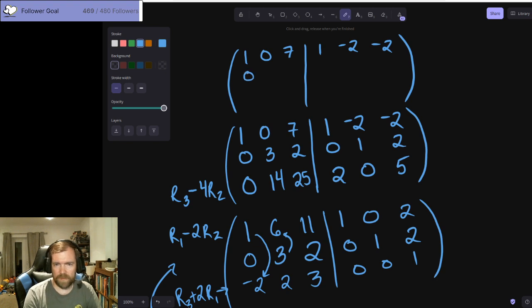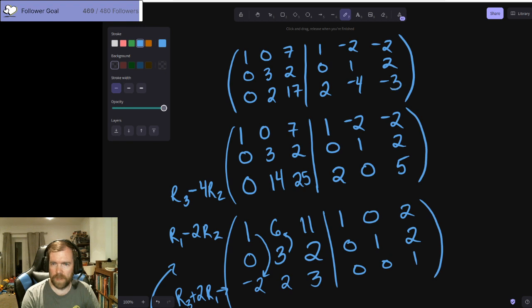Right, we're going to leave row 2 where it is. 3, 2, 0, 1, 2. Alright, so take 0, subtract 0. Cool. Take 14, subtract 4 3s, so that's going to leave us with 2. Take 25, subtract 4 2s is going to be 17. Take 2, subtract a bunch of zeros. Take 0, subtract 4, -4. Take 5, subtract 8, it's -3.